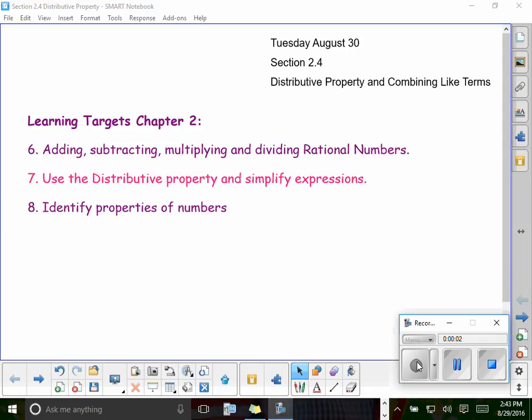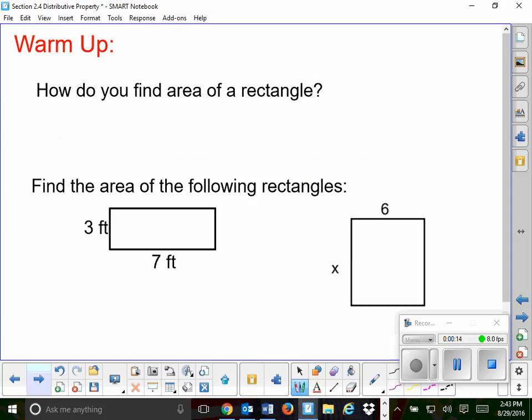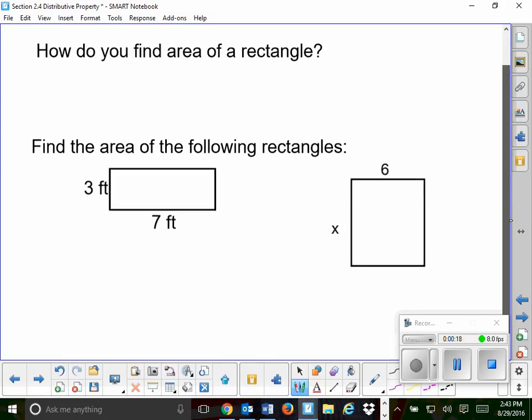Welcome back, you guys. We're starting on section 2.4, the distributive property, and that's learning target 7, which is using the distributive property and simplifying expressions. I asked you to work on these two problems before you turned on the video, so let's go over it.